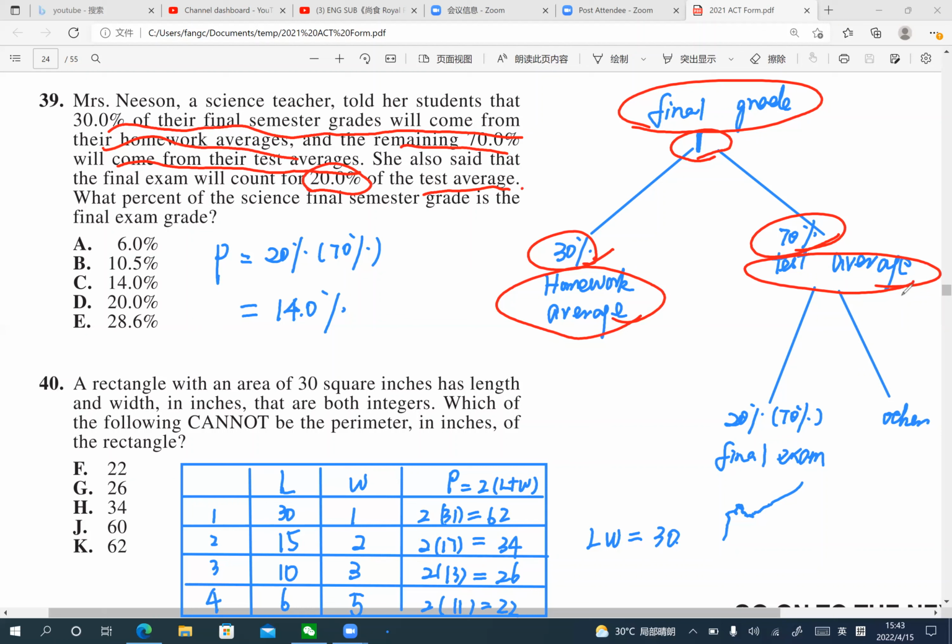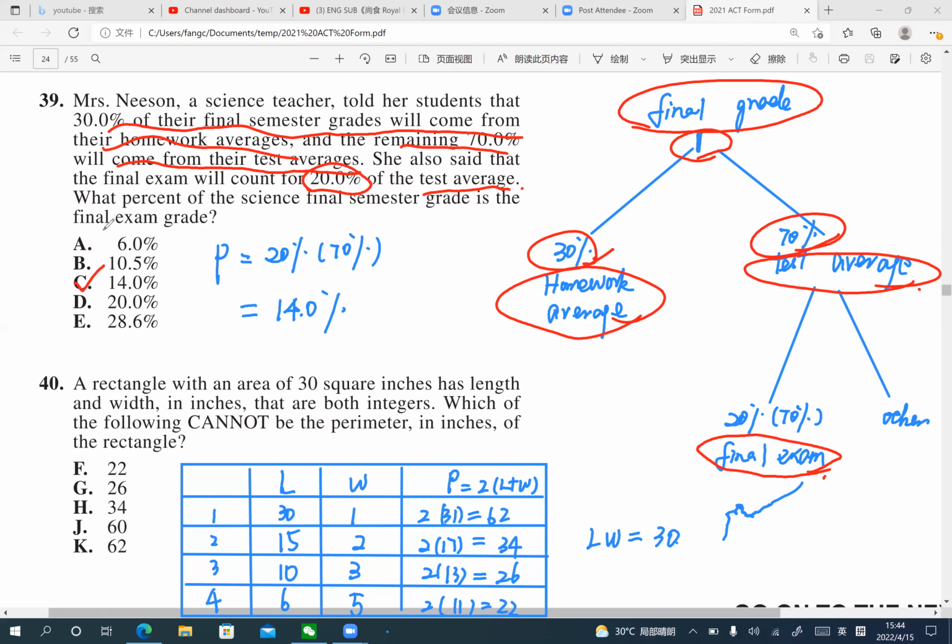So of the test average, 20% is final exam. So 20% times 70%, which is the test average, should be the percentage of final exam. So the percentage should be equal to 20% times 70%, which is 14%. We should choose option C. Question 39.